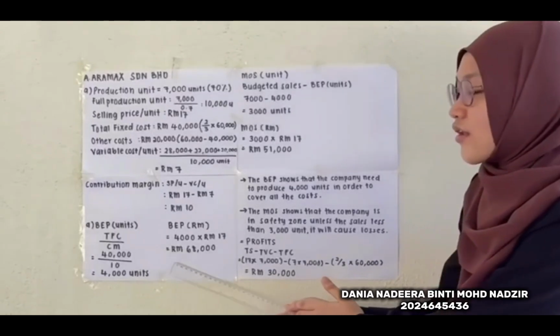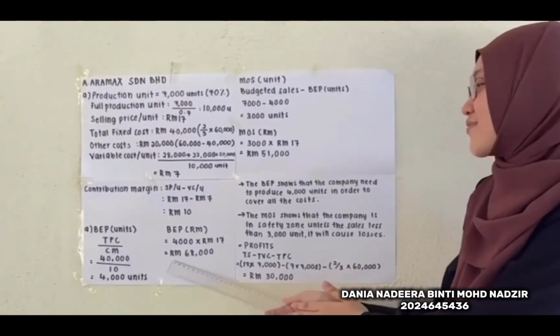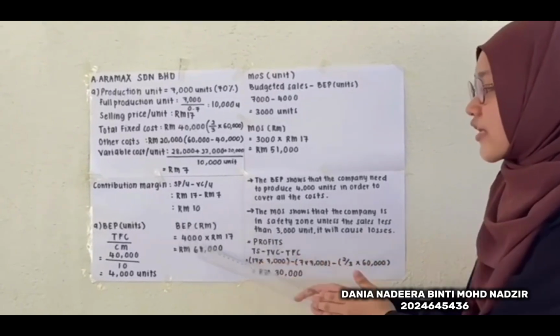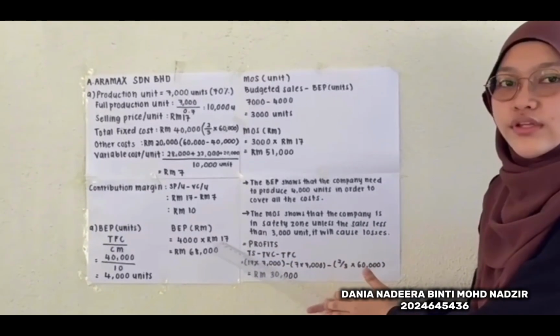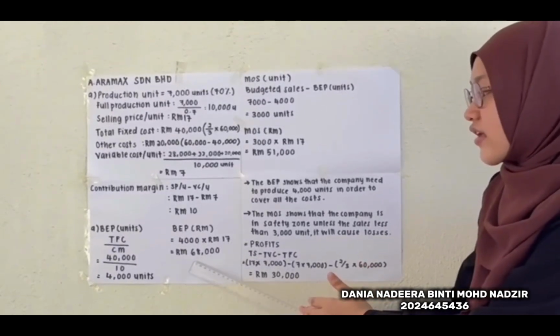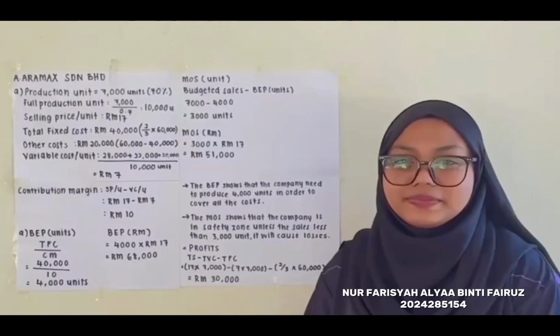So, BEP in units, total fixed cost 40,000 divided by contribution margin 10 ringgit. Then we get 4,000 units. For BEP in RM, BEP in units, 4,000 units times selling price per unit 70 ringgit. Then we get 68,000 ringgit.